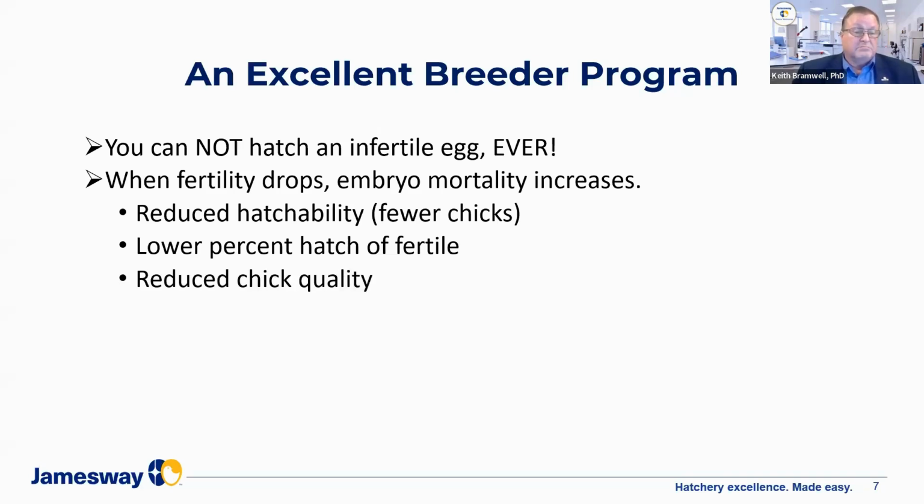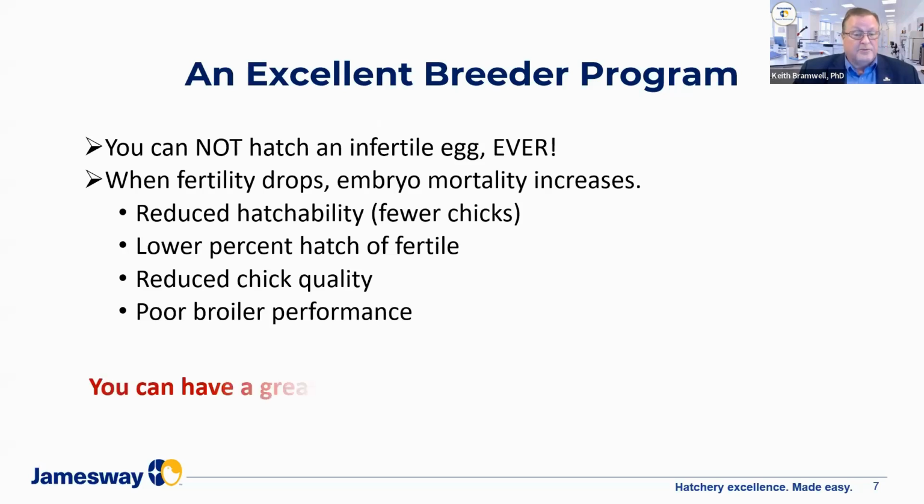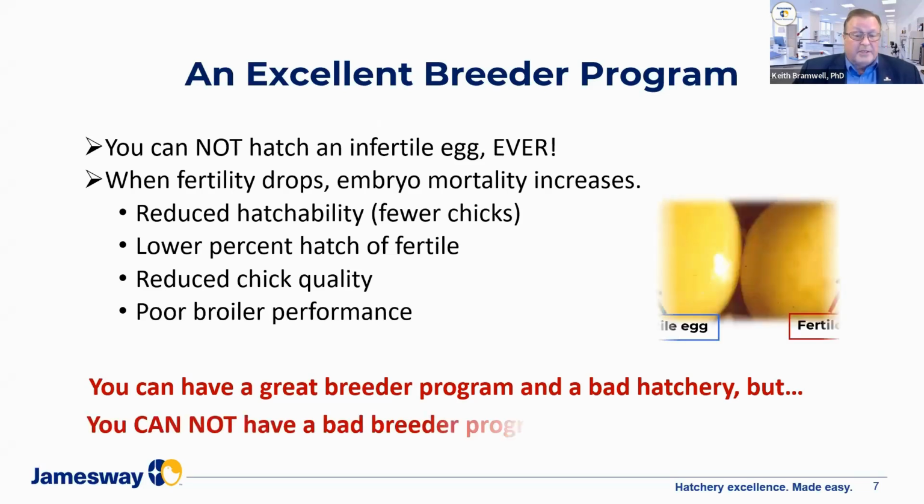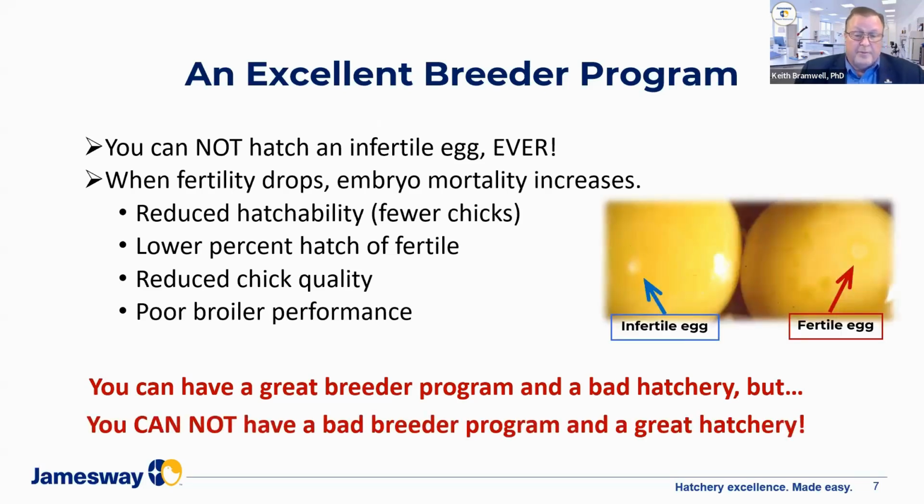Chick quality also stands to reason. If we have some embryo mortality issues due to fertility drops, those chicks that hatch were also stressed. For one reason or another, the same situations apply to them as far as fertility and the spermatozoa used. So we get reduced chick quality, we get poor broiler performance. I did a lot of research on this when I was in academia, and it held true every time we looked at it. Bottom line, you can have a great breeder program and a bad hatchery, but you cannot have a bad breeder program and a great hatchery.